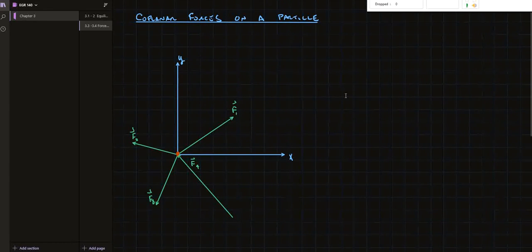Notice the force F4 is pointing in the opposite direction, pointing towards the particle. These other 3 are pointing away, just arbitrarily drawn on a Cartesian coordinate system. Well, each force has 2 components, 2 mutually perpendicular components.